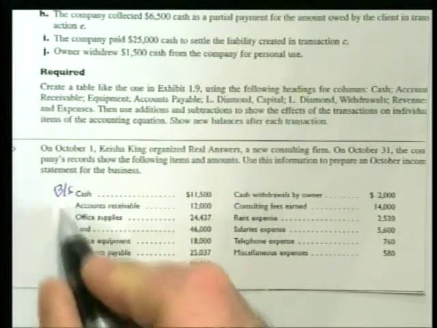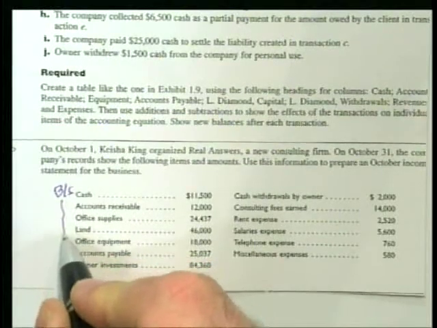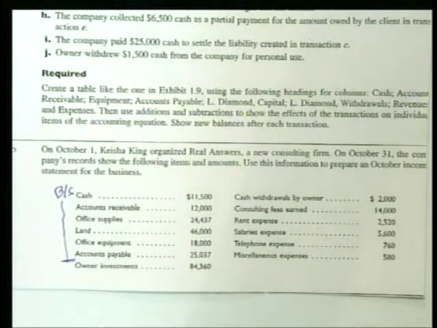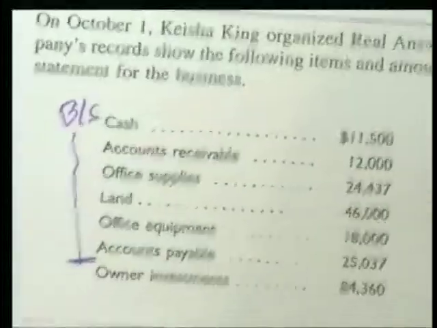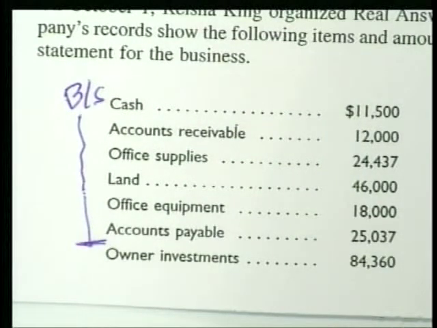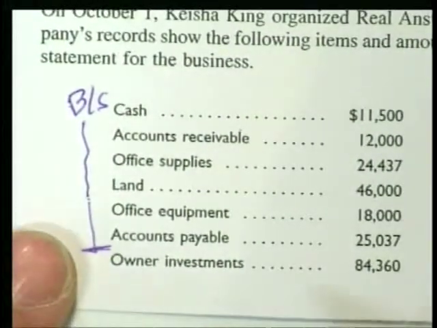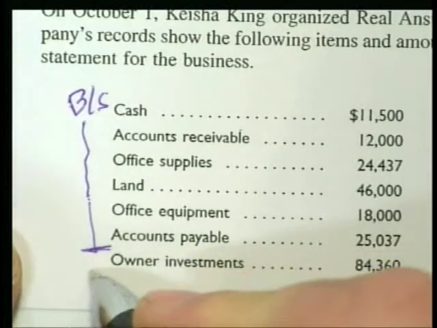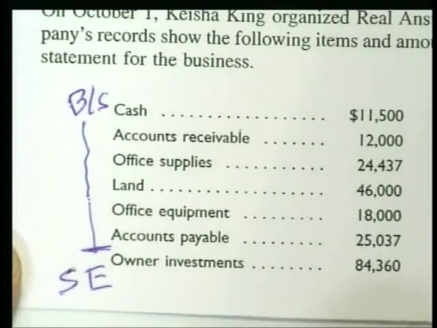So does accounts receivable, office supplies, land, equipment, and payables. Those all go on the balance sheet, correct? You with me? Okay. Owner's investments. When you invest money, that goes on the statement of equity, right? Just write SE for statement of equity.